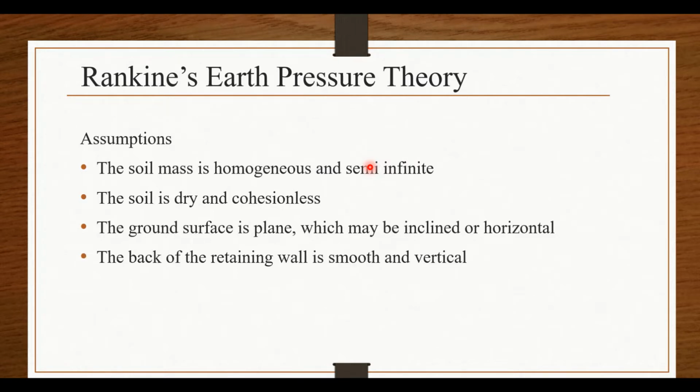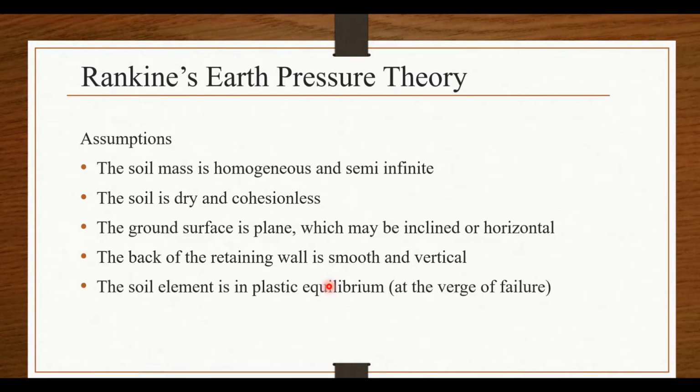And back of the retaining wall is considered as smooth, and the retaining wall must be in a vertical condition. See, the smooth retaining wall indicates that there is no friction between the retaining structure and the soil behind the retaining structure. And soil element is in the state of plastic equilibrium, which means it is at the verge of failure.